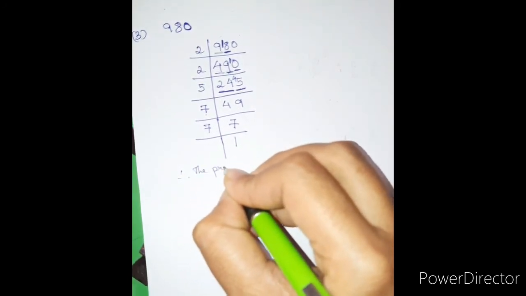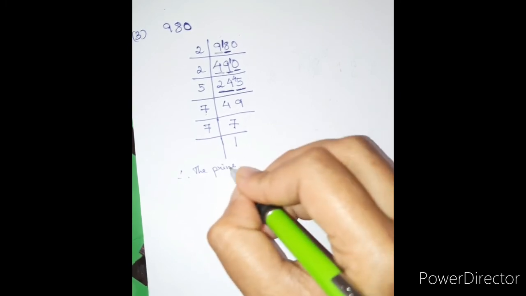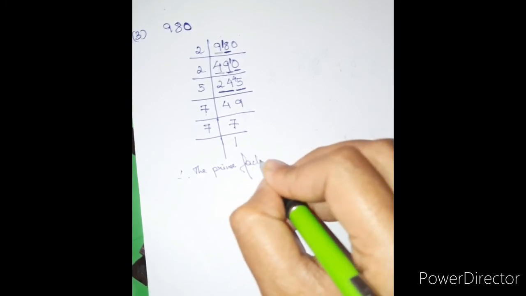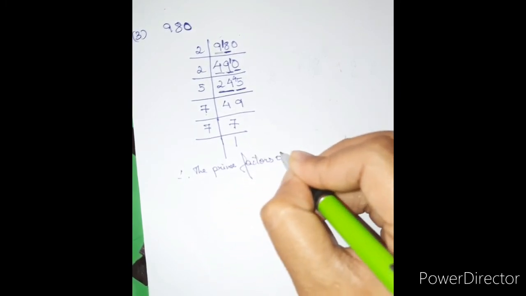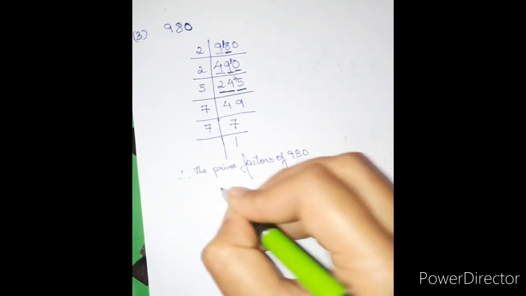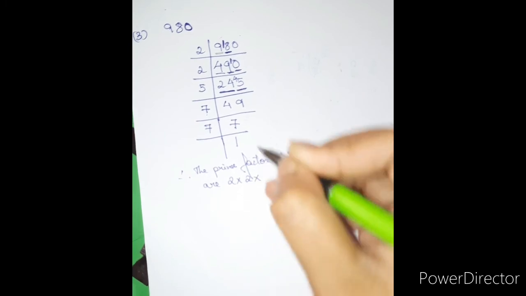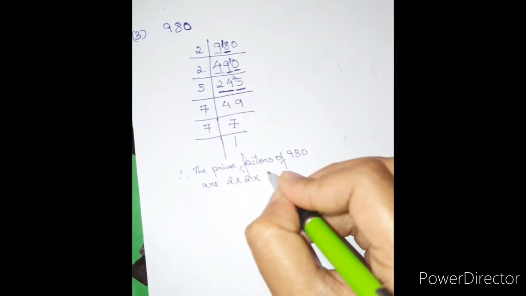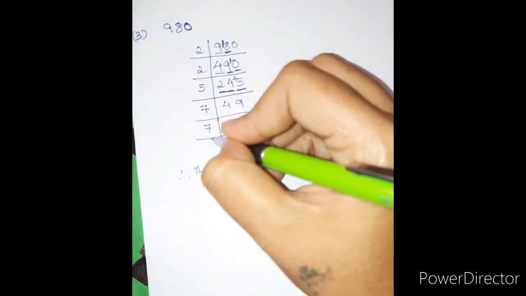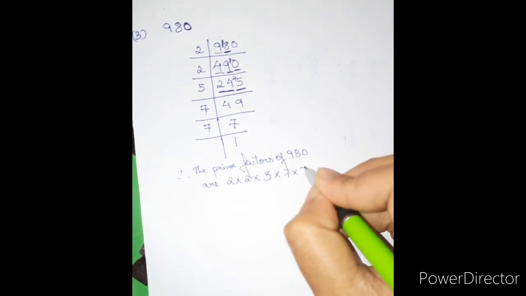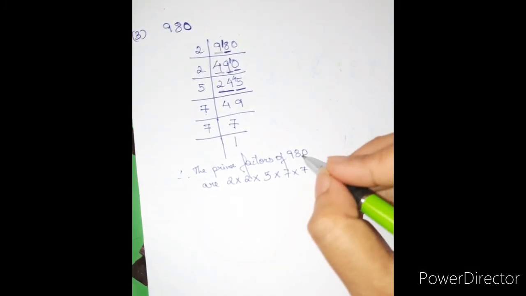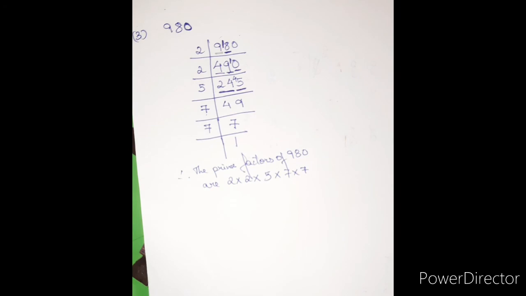the prime factors of 980 are 2 multiplied by 2 multiplied by only 1 5 multiplied by 7 and 7. If you multiply all these things, you should get 980 back. Let's take one more example.